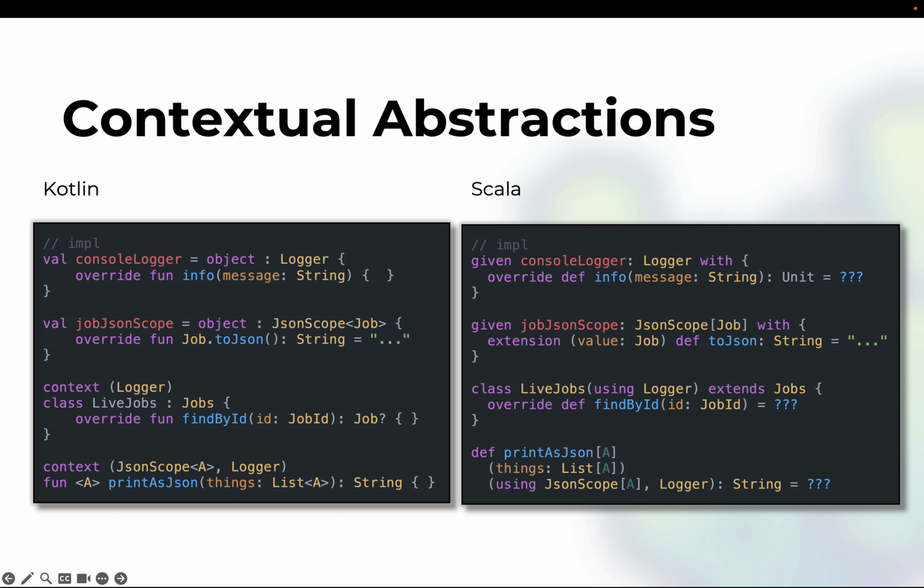So in this case, Kotlin and Scala are quite similar, except that on the usage side, we need to pass them explicitly in Kotlin, and in Scala, the compiler passes them automatically, or it does not compile the code at all. Now, one area where Kotlin lags behind Scala is the ability to synthesize new given instances based on existing ones, besides the need to pass the context values explicitly.